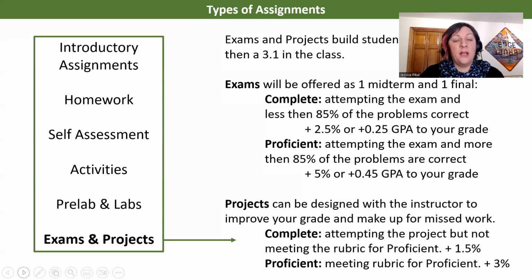And then our projects are going to be basically worth 3% of your grade for each one that you complete. Like you can add an extra 3% to your total, or 0.3 GPA points. And if they're completed and don't meet the rubric that we agreed on, it'll be 1.5% or 0.15 GPA points.